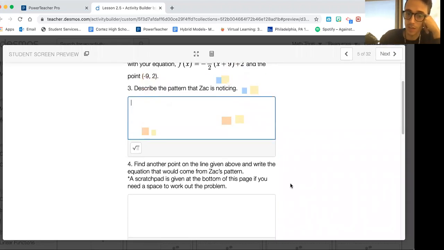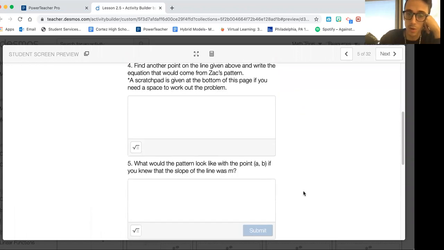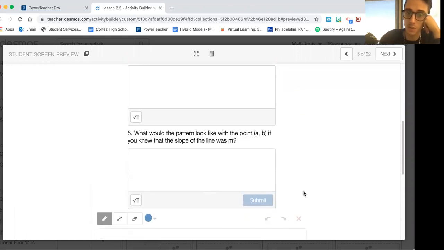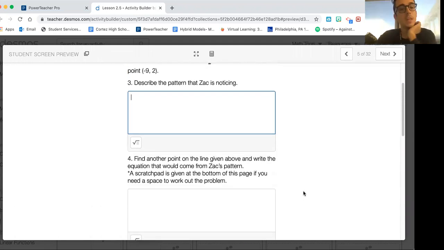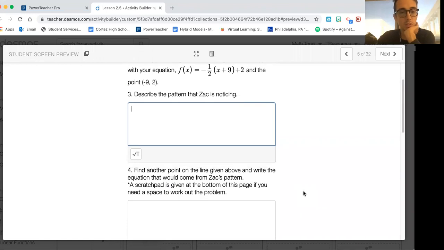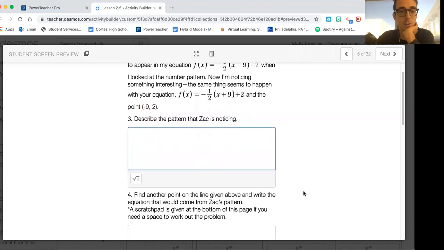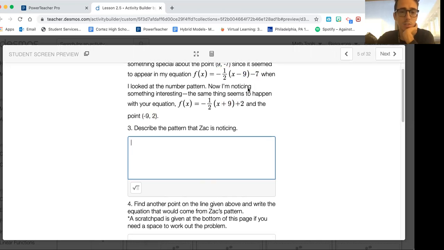Find another point on the given line above and write the equation that would come from Zach's pattern. Scratch pad is given at the bottom if you need a space to work out the problem. What would the pattern look like with the point A, B if you knew that the slope of the line was m? Okay, let me see. Find another point on the line given above. Write the equation that would come from Zach's pattern. So Zach's pattern is using this. I guess we could reference the -9, 2. I think that could work.